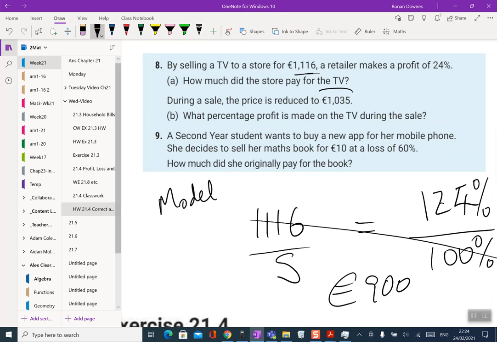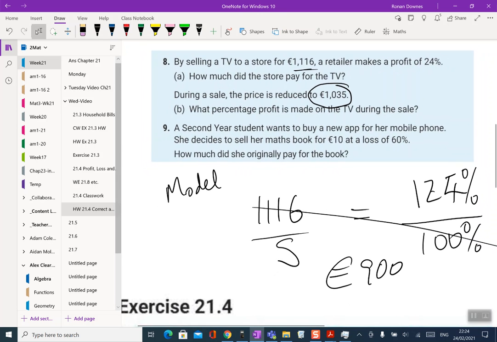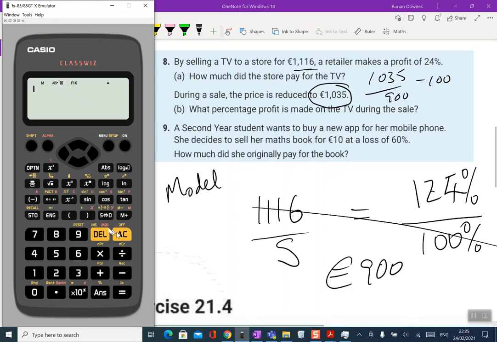During a sale, the price is reduced to this. What percentage profit is made then? Well, they bought it for 900. So then we're going to go 1035 over 900, and we'll take 100 away from the answer. Which, by the way, we could do right there. $1035. You get faster and faster at these as you practice, as you gain your confidence. Over 900.